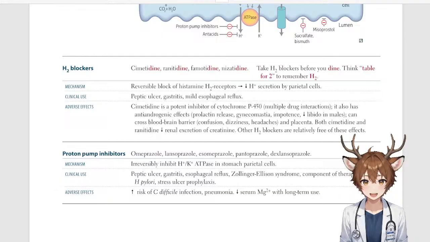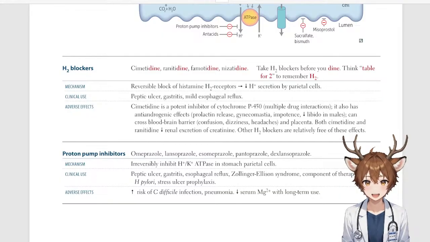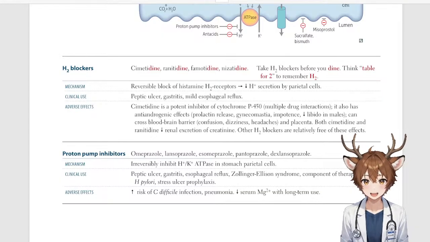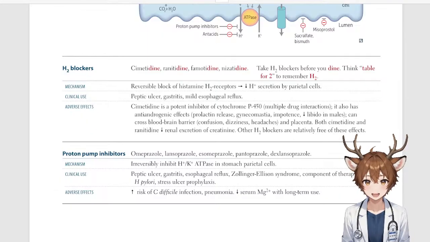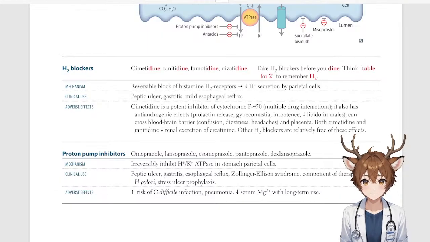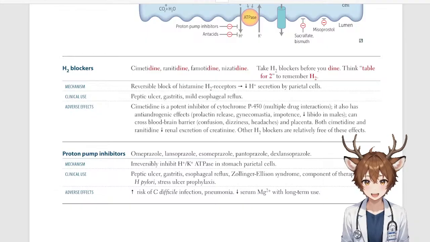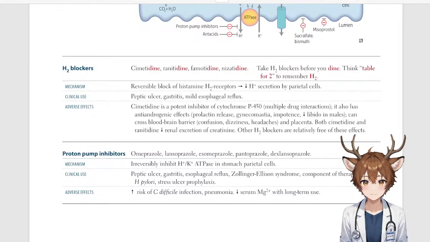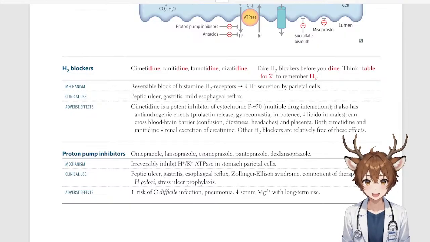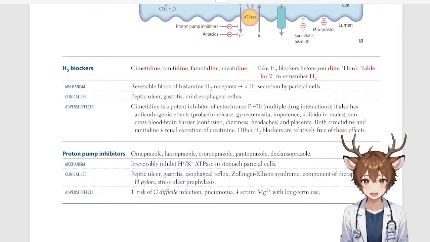Proton pump inhibitors: omeprazole, lansoprazole, esomeprazole, pantoprazole, dexlansoprazole. So I think you can figure out what the actual suffix related to these are. Mechanism: irreversibly inhibits the hydrogen potassium ATPase in the stomach parietal cells. They do that directly. It's irreversible. Clinical use: peptic ulcer, gastritis, esophageal reflux, Zollinger-Ellison syndrome.